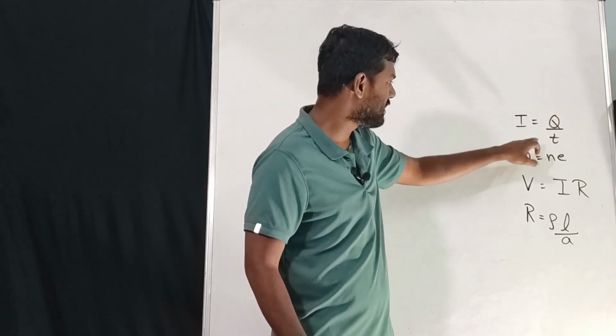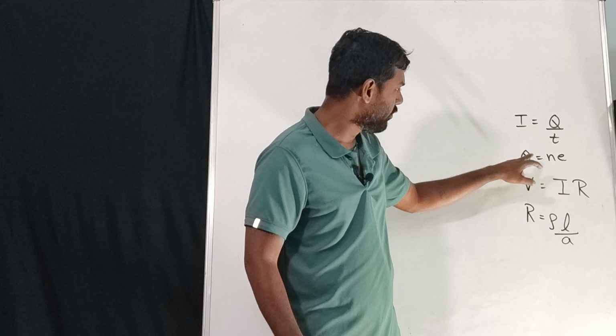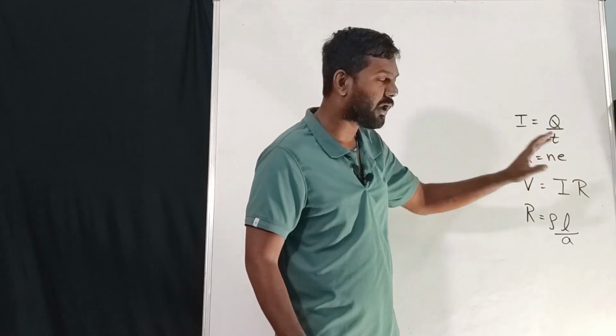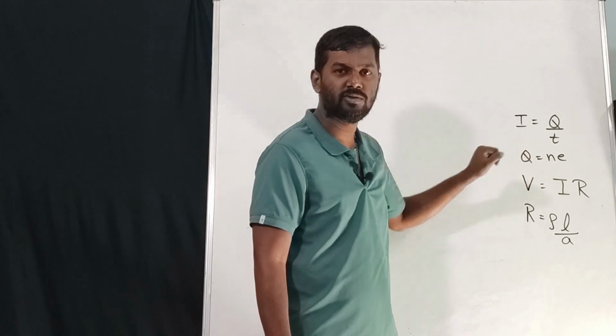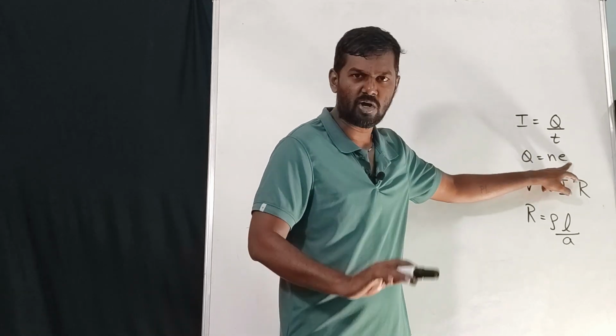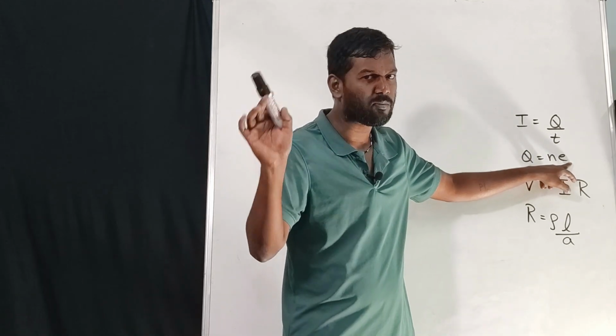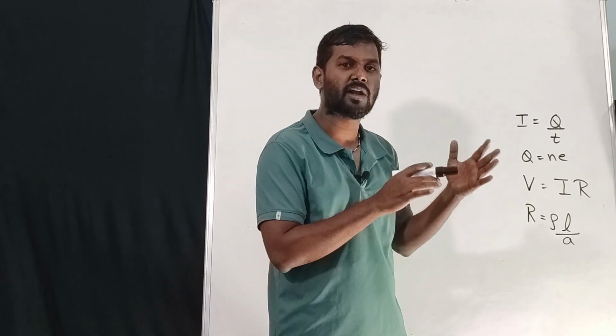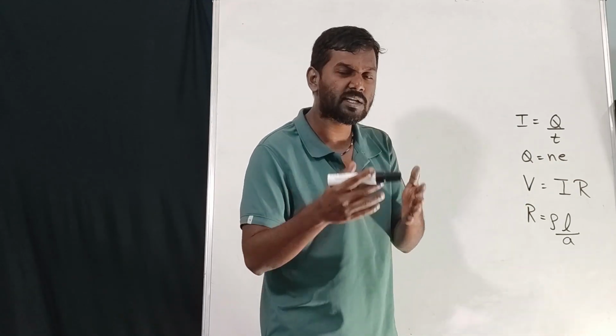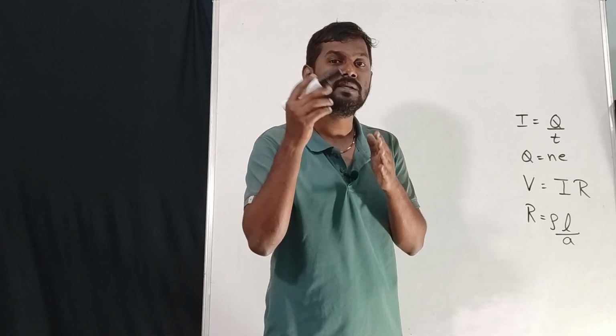If Q is not given, there is one more formula to find Q. Q is equal to N into E. In a few questions we will get confused whether N value is given or Q value is given. Why? Because E value is constant, that is 1.6 into 10 power minus 19. Sometimes it will be given in the question. If it is not given, we can assume it as 1.6 into 10 power minus 19 C.